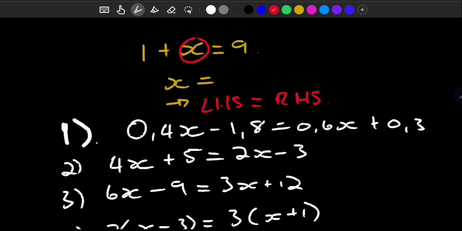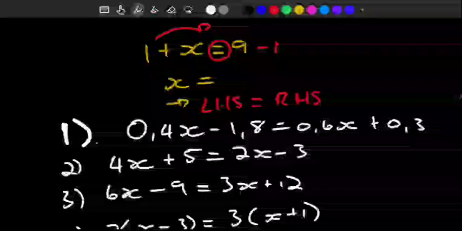But in order for us to get 1 to the other side, you can see here that 1 is positive, right? There's an invisible plus sign there. If it was not positive, it would have been negative. Once you take a positive number to the other side of the equal sign, it changes whatever symbol you have. So if you had positive 1 on that side, when you take it to the other side, it would become negative 1, right?